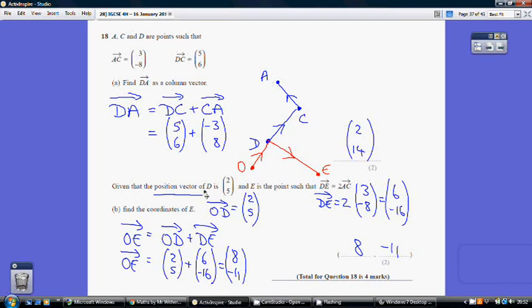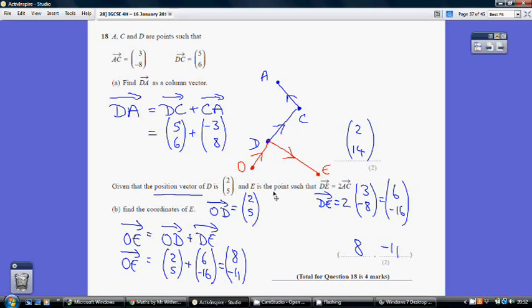Now we're told that the position vector of D is 2, 5. Now a position vector describes how you get to D from the origin. So to get from the origin to D, we would go 2 along and 5 up. So let's just pop in the origin to help us gather our thoughts there in the diagram. And we're told that E is such that DE is 2 lots of AC. Now A to C was going down this one at that sort of angle. So going from D, really 2 lots of that vector would take us to E being about here.